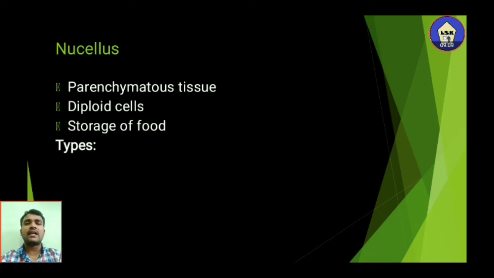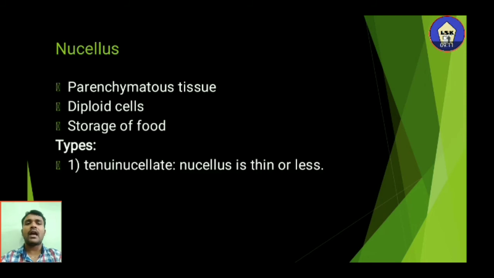And again, the nucellus can be divided into different types. The first one is called tenuinucellate type of nucellus. So what is this tenuinucellate type? Here, the nucellus is thin or less. A very small amount of nucellus will be there. Thin nucellus will be there. That is called tenuinucellate. An example for this is the Compositae members.